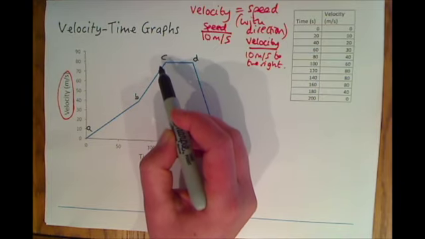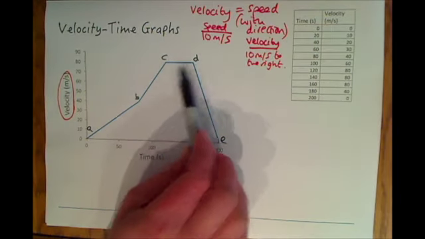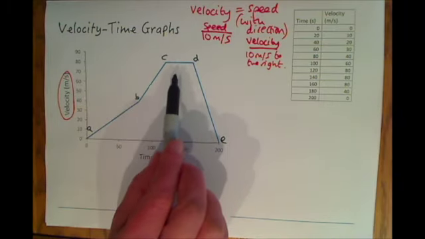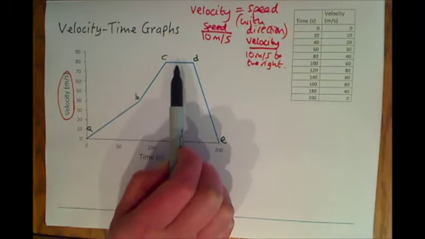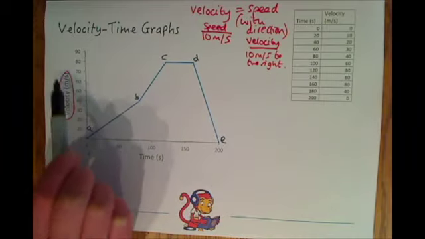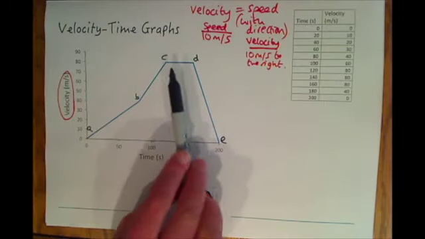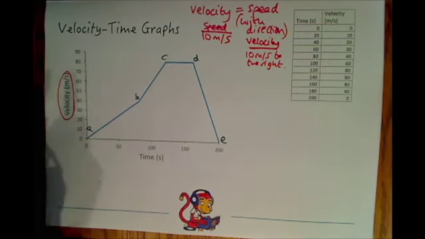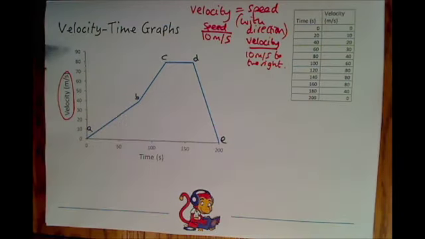Between C and D, it stays at 80 meters per second, so that doesn't mean it's stopped, because it's travelling at 80 meters per second. In a distance time graph, the flat bits meant that the object was stopped. Not in this case. If you read carefully on the axes, you see that the object is travelling at 80 meters per second. So at this point, it's just at a constant speed.